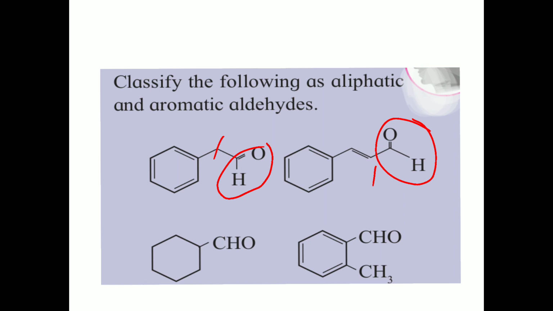In the next, the CHO group is attached to a ring, but it is not an aromatic ring; it is a cyclic compound attached to the aldehyde group, so it is also an example of an aliphatic sp3 saturated aldehyde. But in the last compound, the CHO, that is the formyl group, is directly attached to the aromatic ring. There is also another CH3 group, so it is an example of an aromatic aldehyde.